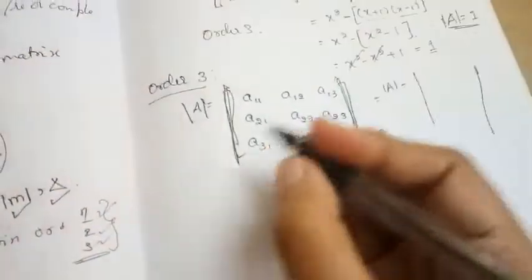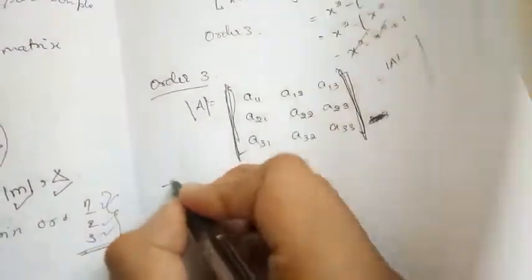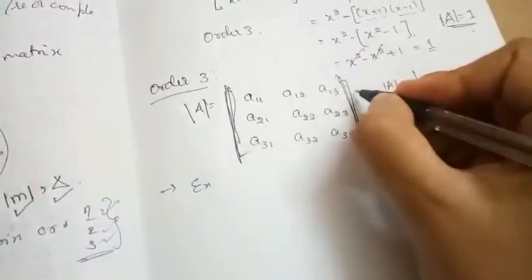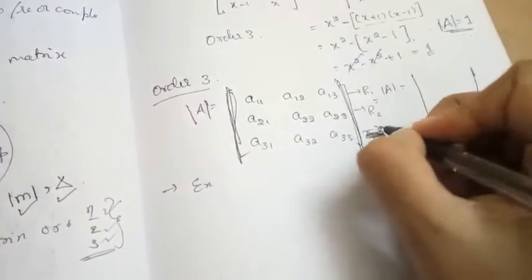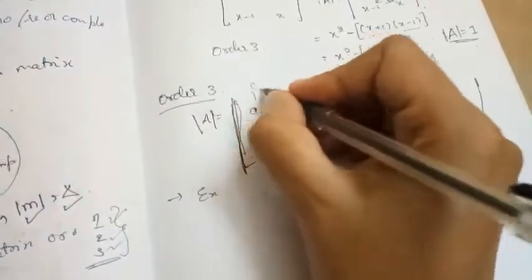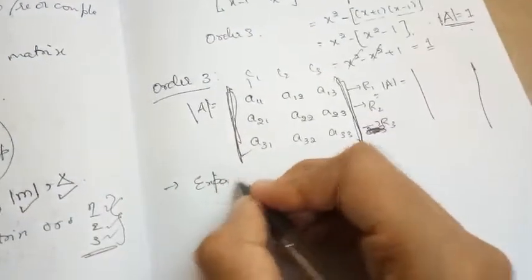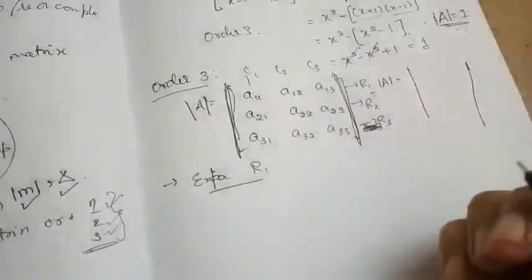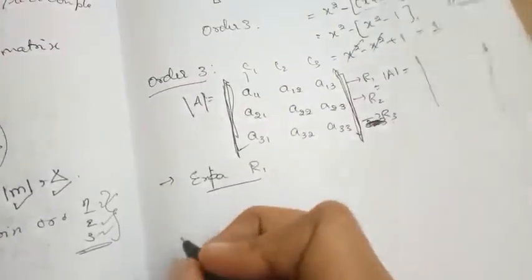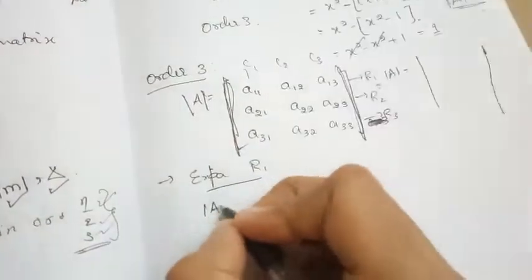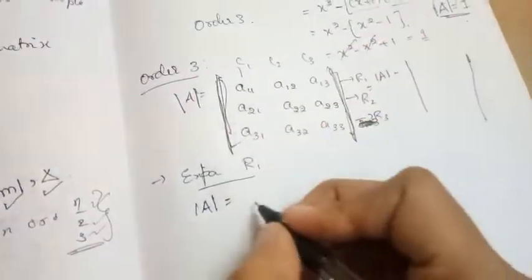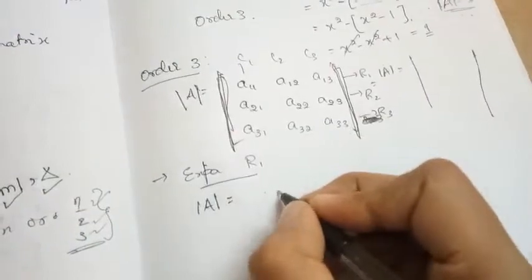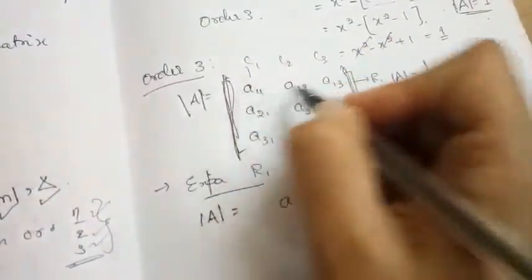Okay. So first I will expand it along row 1, which we already know. Row 1, row 2, row 3, column 1, column 2, column 3. So now I am expanding along row 1. While expanding along row 1, the determinant value of matrix A is equal to, first I will write, the determinant expanding along row 1.